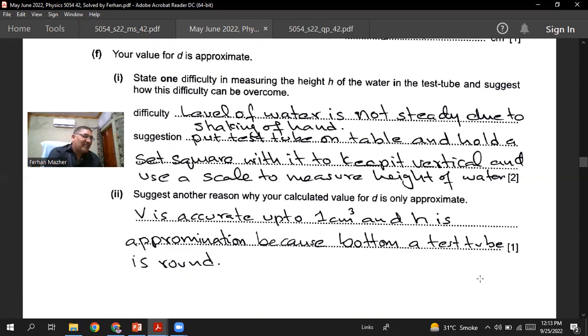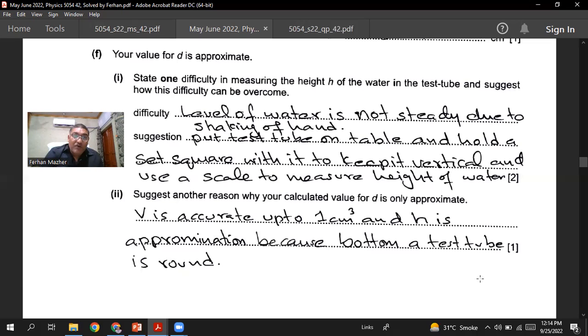Another thing is that you can hold the test tube in your own hand and put a scale with it, but even then your hands will have a little vibration, shake in them. So that's a big problem. The one difficulty which I wrote is that the level of the water is not steady due to shaking of hands if you are holding the test tube in your hand.